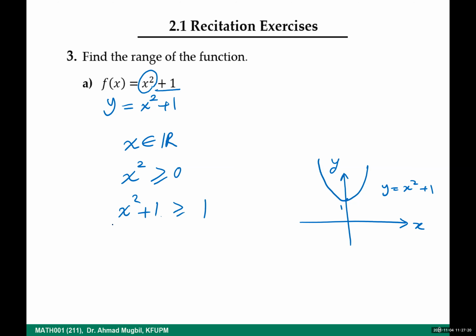Now what we have here on the left hand side, this is y. This is the function. So y is greater than or equal to what? 1. So this means that the range of this function is from 1 to infinity. And it was clear from here, if you look at the graph, that y starts from 1 and goes up to where? Up to infinity.